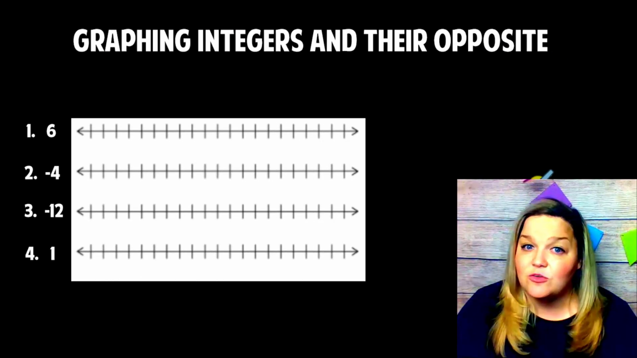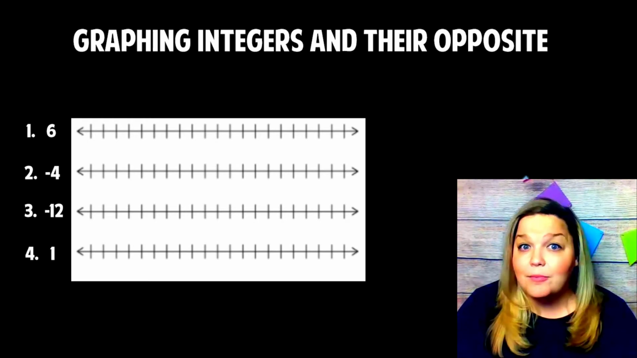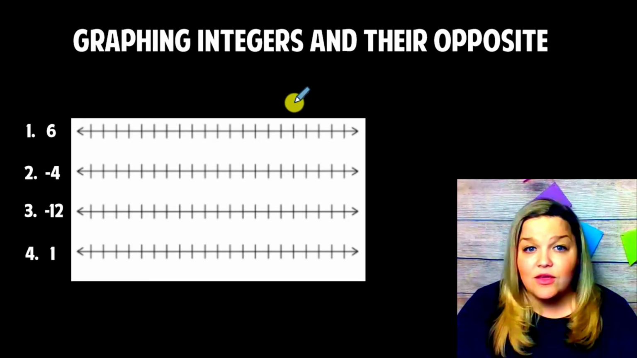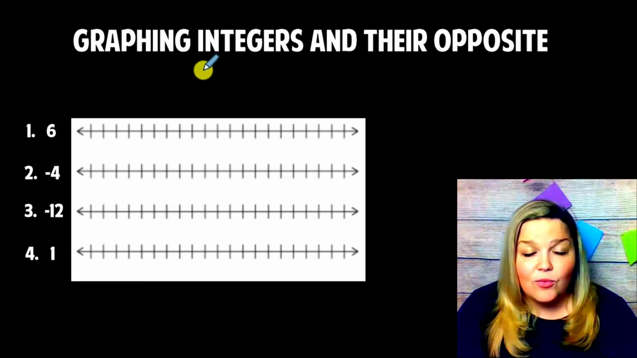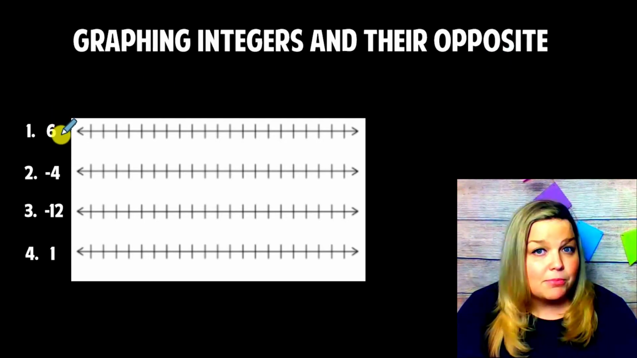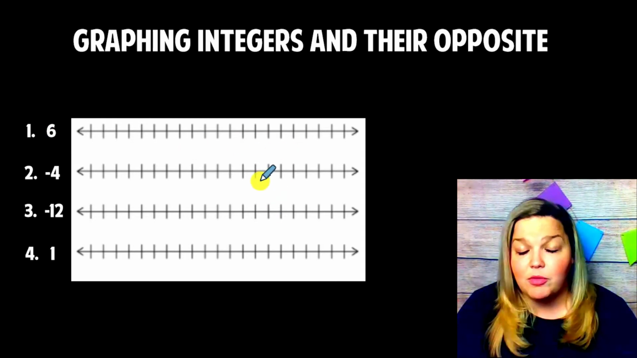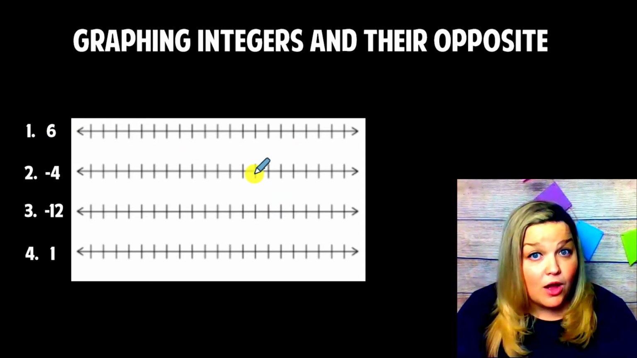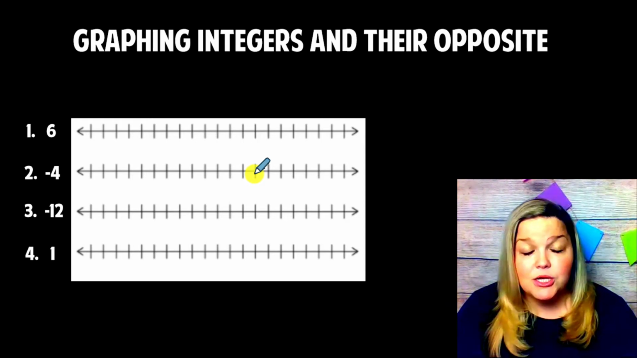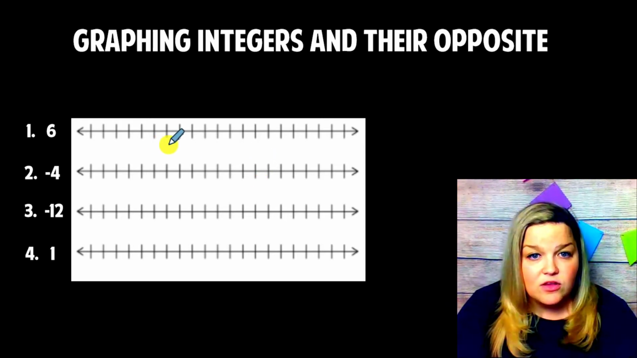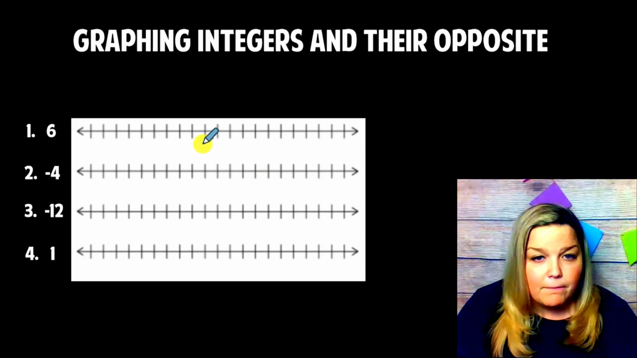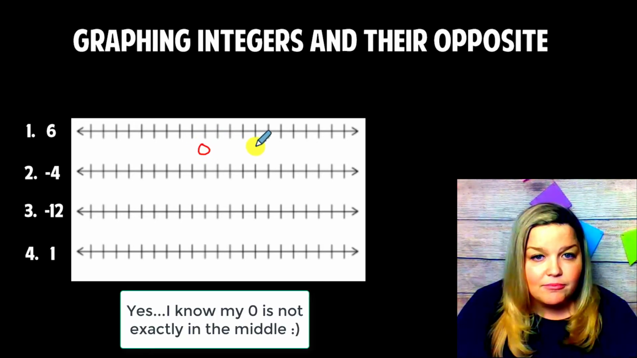Integers can also be graphed on a number line. So let's take a look at what our question's asking us. Graphing integers and their opposites. So when given an integer, we want to plot that number and its opposite. Well, the first thing you're going to want to do, if you have to draw a blank number line on your paper, is identify where zero is. So we know that zero will be about halfway on the number line.